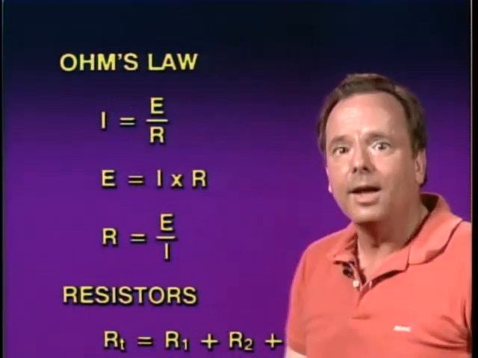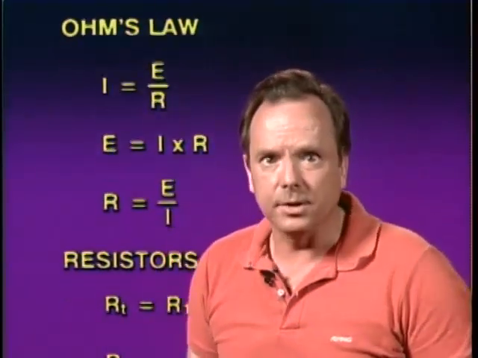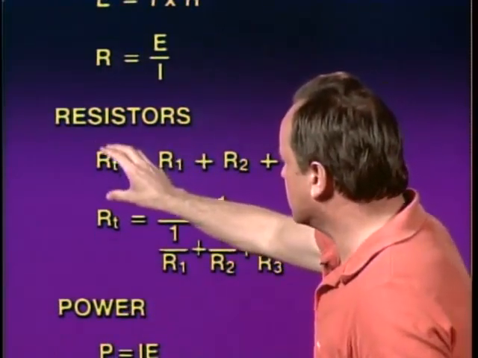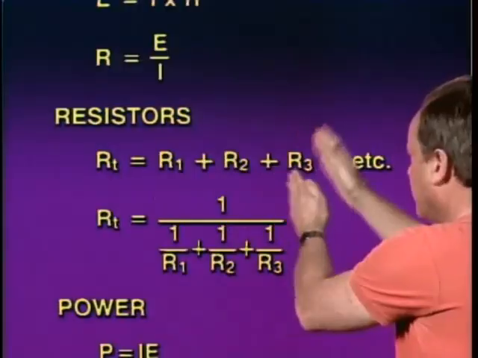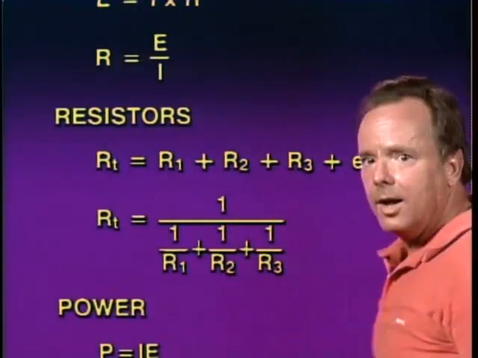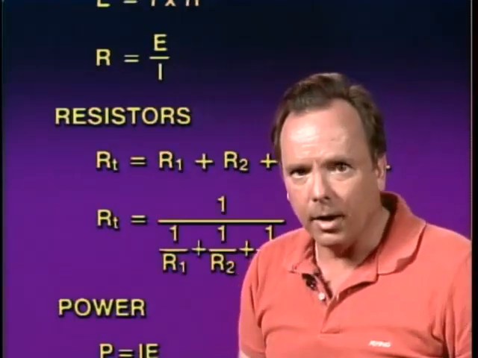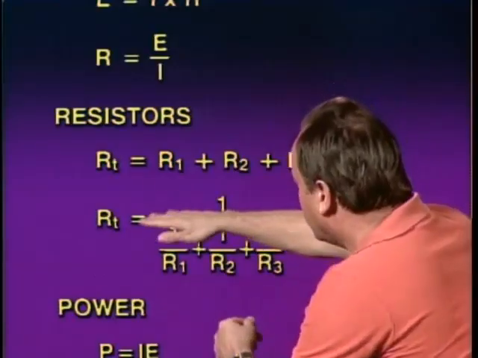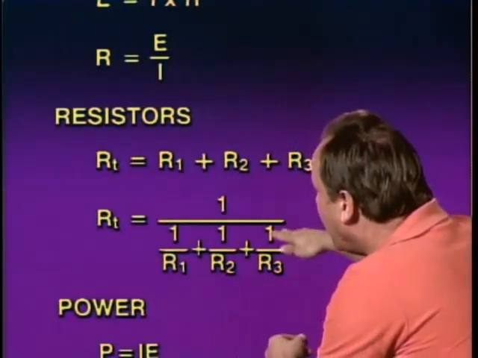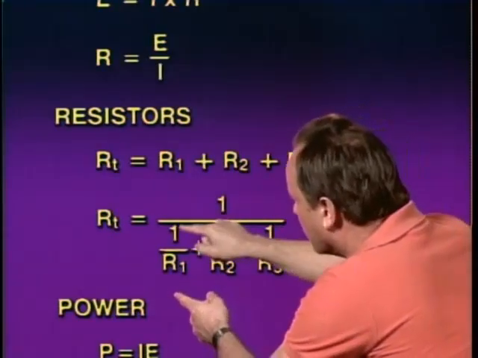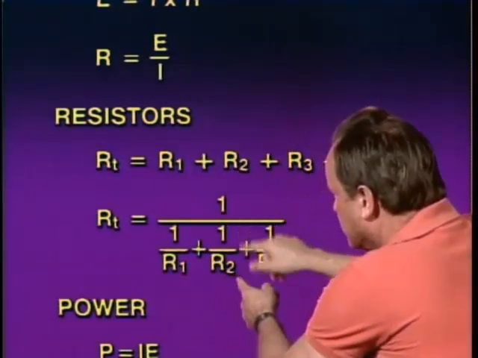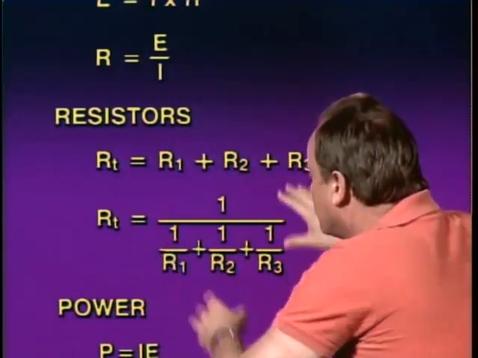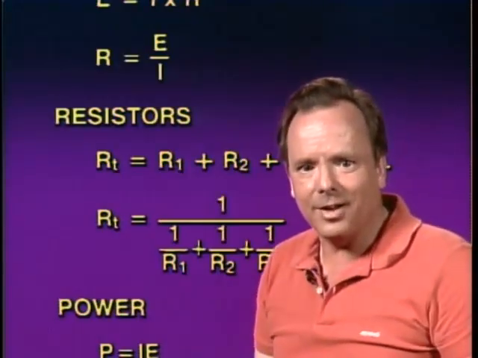Now let's take a look at the formulas for resistance. First of all, resistance in series. To find the total resistance in the circuit, just add up the individual resistances, however many there are. Resistances in parallel. To find the total resistance, you use this formula. It's 1 divided by these fractions. 1 over resistance 1 plus 1 over resistance 2 plus 1 over resistance 3. If you know those two resistance formulas, you've got that taken care of.